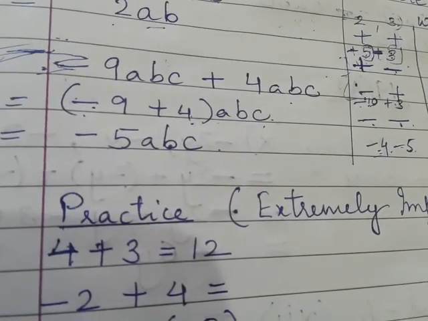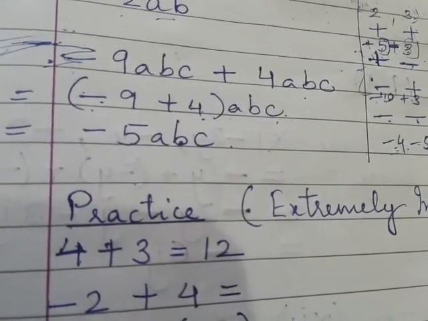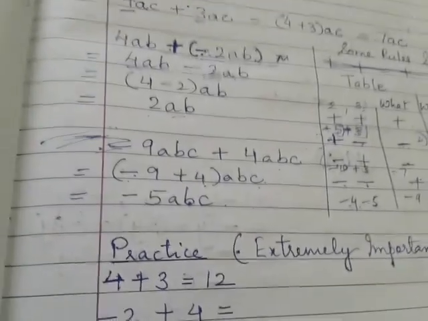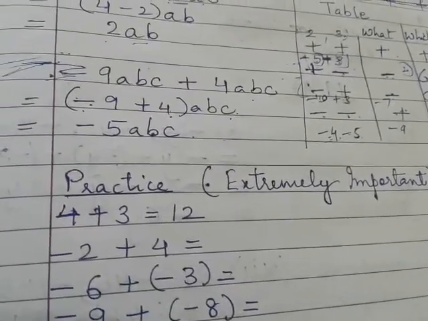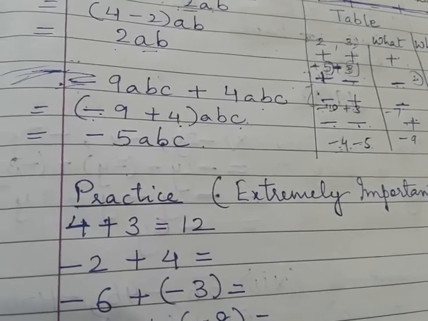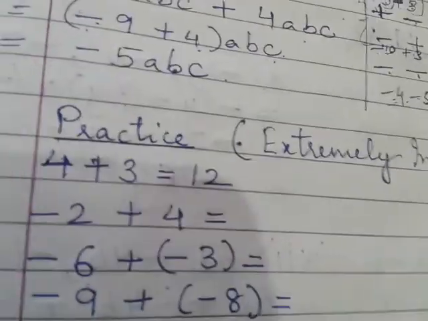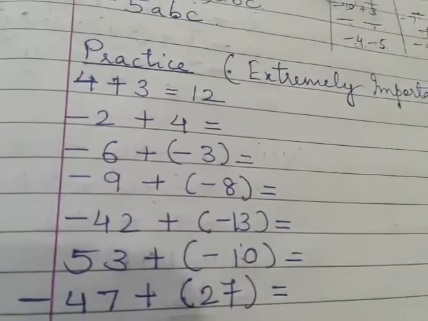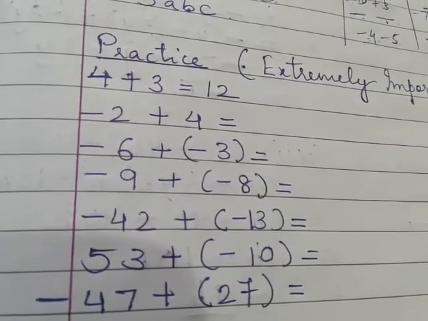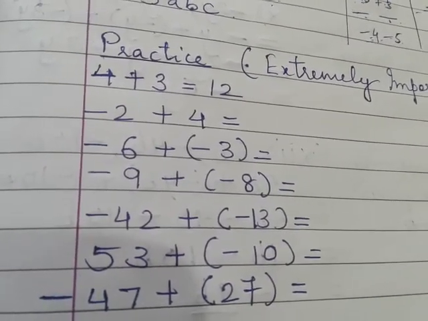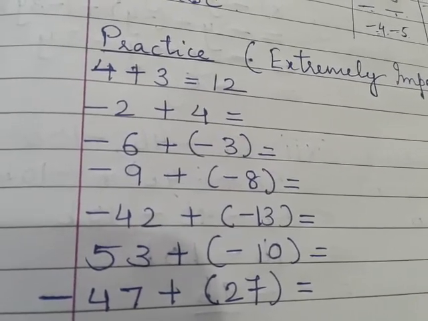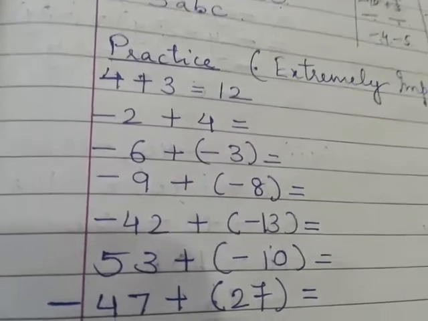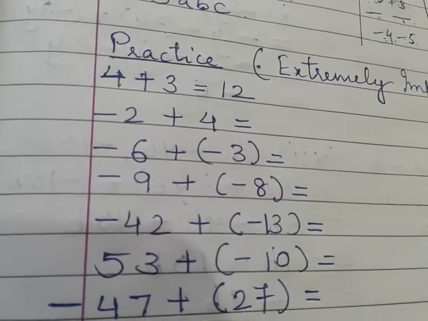We are on chapter 19, fundamental operations. We are going through the introduction part and signs. We will be talking about plus and minus signs. That's the backbone of this chapter. If you understand how to add or subtract different integers or different terms with different signs, then you will win this chapter. So 4 plus 3 is 12.